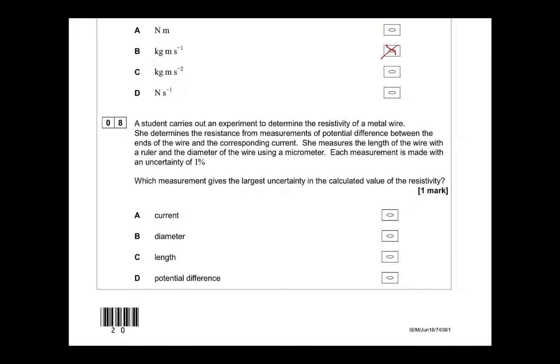A student carries out an experiment to determine the resistivity of a metal wire. She determines the resistance from the measurements as a wire and the corresponding unit. She measures the length of the wire with a ruler and the diameter of the wire using a micrometer.